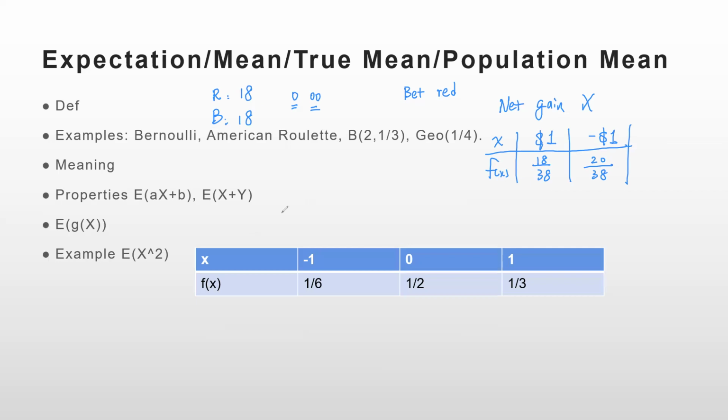Okay, so let's calculate the mean. E of x equals 1 times 18 out of 38 minus 1 times 20 out of 38. That's negative 1 out of 38. That's dollars, so that's negative dollars. I think it's about 5 cents, a little bit more than 5 cents.